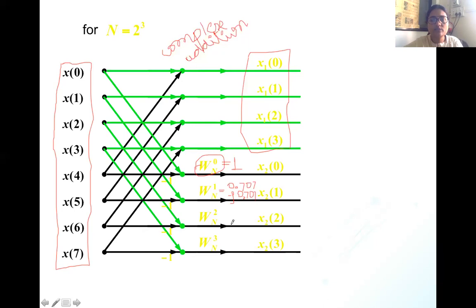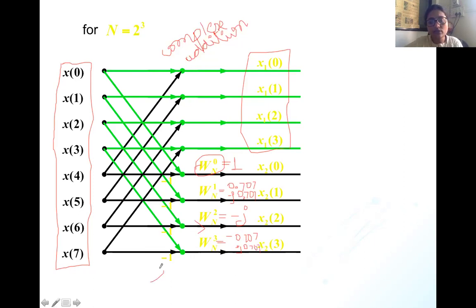Then in the next point of computation, x of 2 minus x of 6 is carried out, and then it is multiplied by the twiddle factor W raised to 2 suffix 8, and if you calculate, its value is minus j. So this subtraction gets multiplied by minus j. Finally, the last point is multiplied by minus 0.707 minus j 0.707. In this way the subtraction is carried out and the output is calculated.